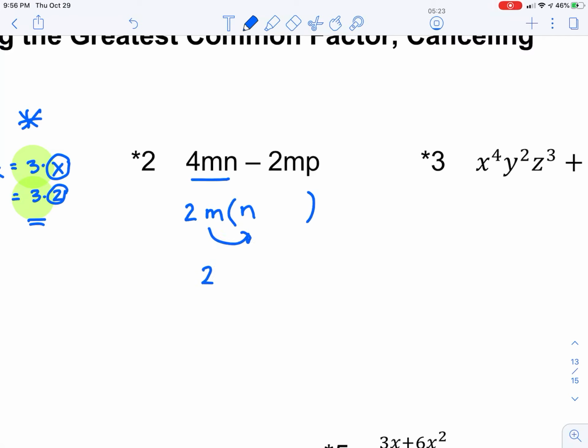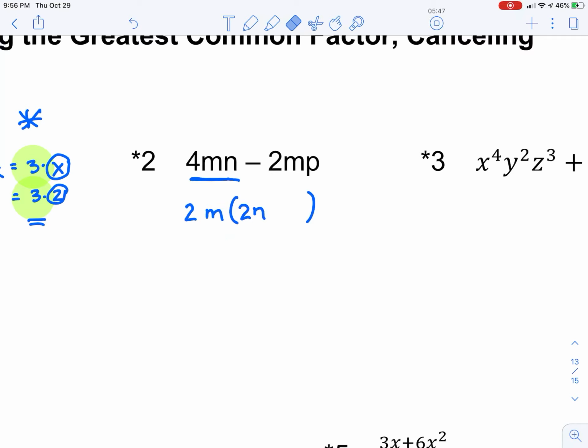When I redistribute this, I'm going to have, oh, wait a minute. Silly me. Hopefully you're sitting there thinking, wait, Mrs. Quigley, you're missing something. I would need to put a 2 back in there and an n. So when I multiply this, I end up with 4mn, which is where I started.